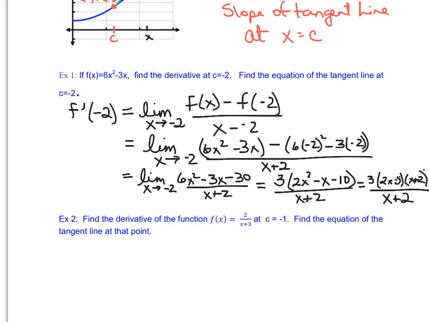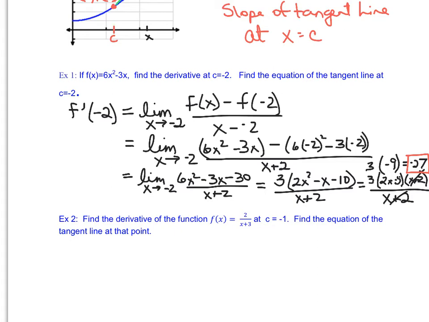So those x plus 2's are going to cancel for us, and when I substitute negative 2 in for x to get this limit, I'm going to get 3 multiplied by 2 times negative 2 is negative 4, minus 5 is negative 9. So this slope turns out to be negative 27. So that's going to be the slope of the tangent line at the point negative 2.